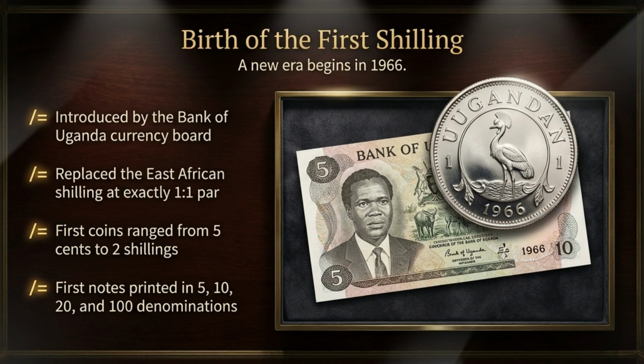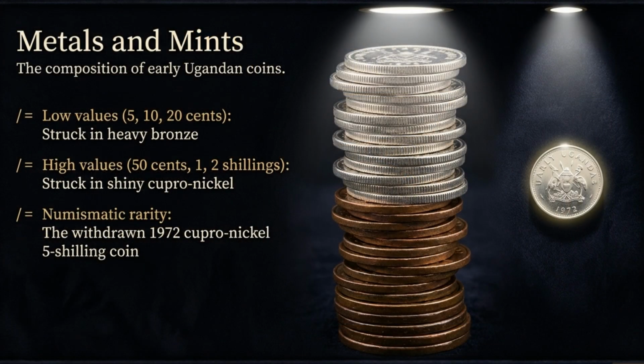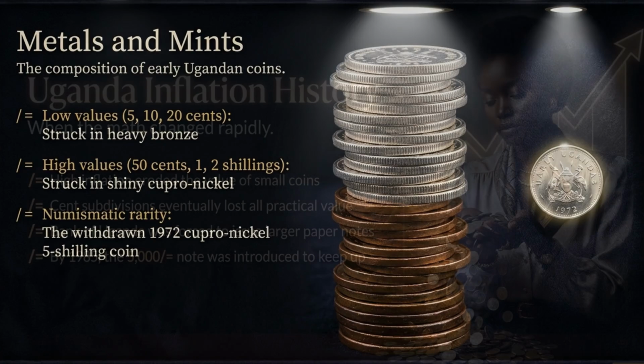The composition of early Ugandan coins varied by value. Low values were struck in heavy bronze. Higher values were struck in shiny cupro-nickel. A numismatic rarity is the withdrawn 1972 cupro-nickel 5-shilling coin.